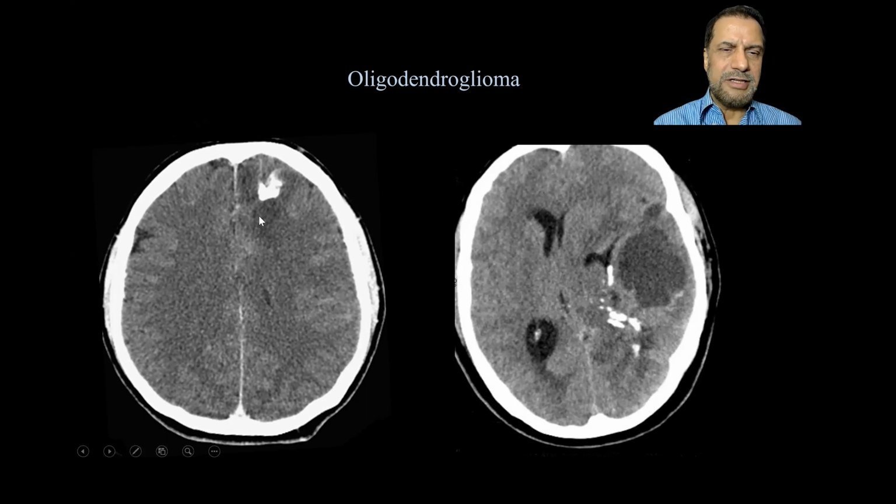This is a plain CT scan where you see there is a mass with a calcification. Another case with a lot of calcification and a cystic, irregularly dense mass. So these are oligodendrogliomas, mainly seen in the frontal and also in the temporal lobes.